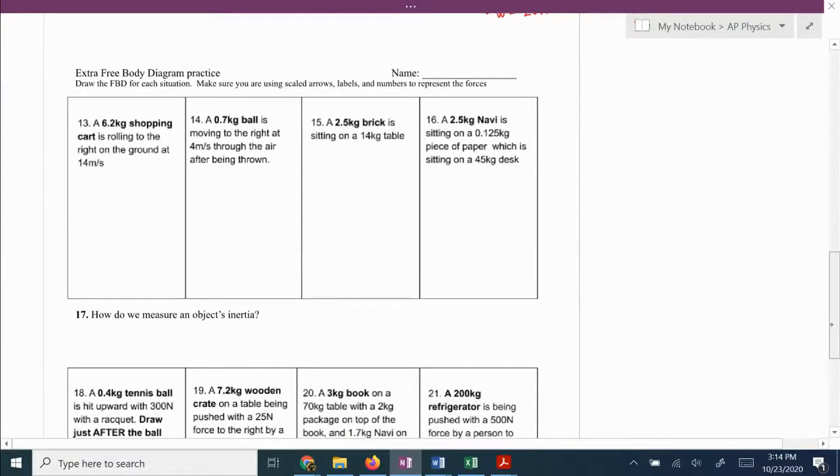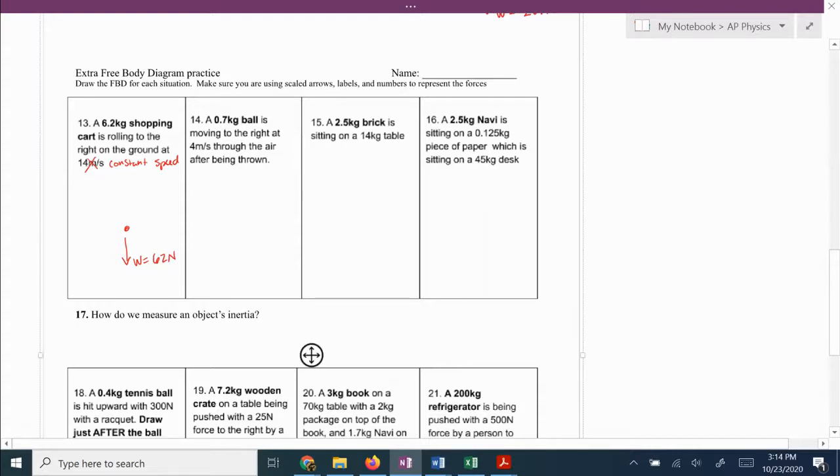Okay, on to page 2. A 6.2 kilogram shopping cart is rolling on the ground at 14 meters per second. 14 is not important. What is important is that it is moving at a constant speed. The 14 meters per second tells you that it's moving at a constant 14 meters per second. So in that case, you have again the weight of the shopping cart, which is 62 newtons.